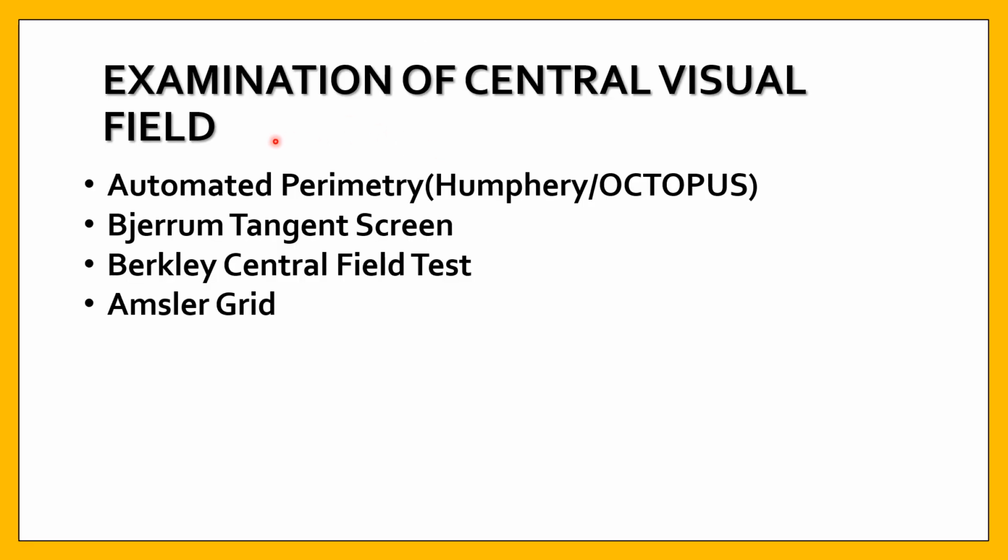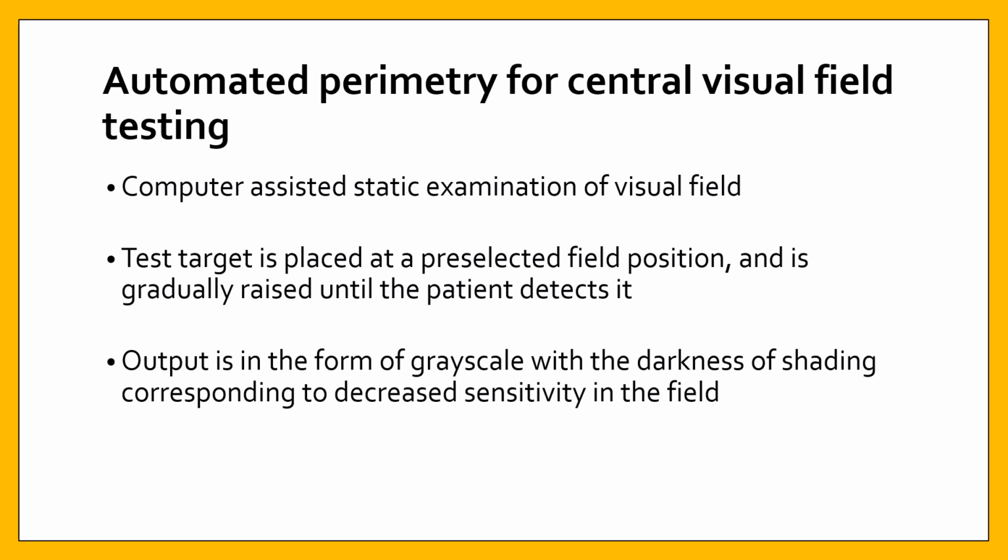Central visual field can be assessed by automated perimetry, that is Humphrey or Octopus 1, and Goldmann's Tangent Screen, Berkeley Central Field Test, and Amsler Grid. Number one is automated perimetry for central visual field testing. It is a computer-assisted static examination of visual field in which a test target is placed at a pre-selected field position and is gradually raised until the patient detects it. Output is in the form of grayscale, with the darkness of the shading corresponding to decreased sensitivity in the field.